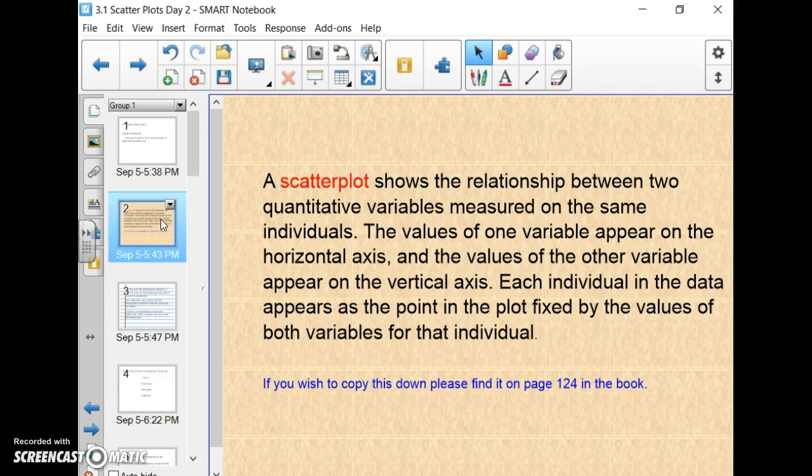Now, some stuff that's standard. One of them is going to appear on the horizontal axis, so that's the x-axis. And then the other values are going to appear on the vertical axis, or the y-axis. And then the data is set so that you have x and y, so those are going to be fixed points on the graph.